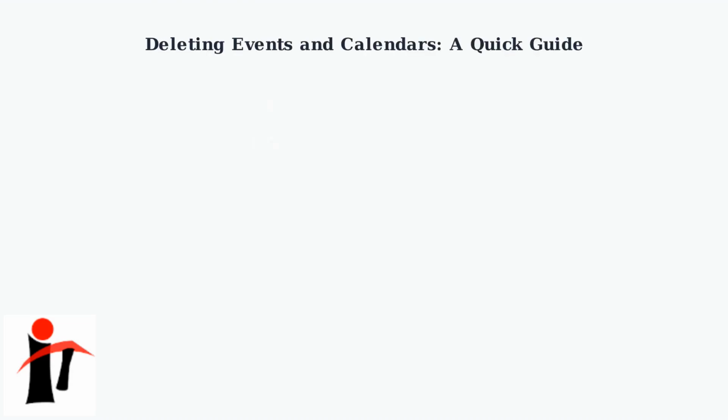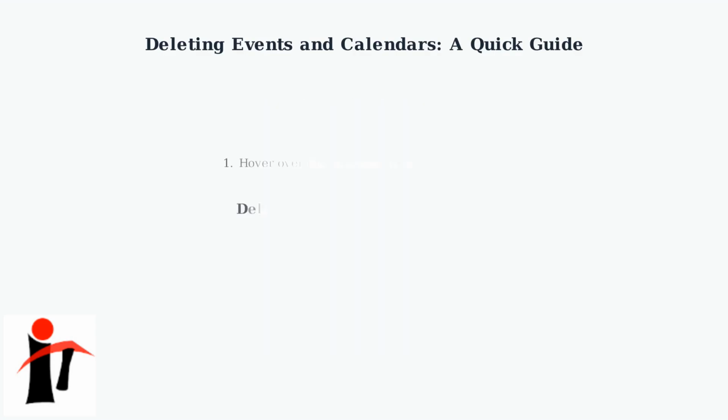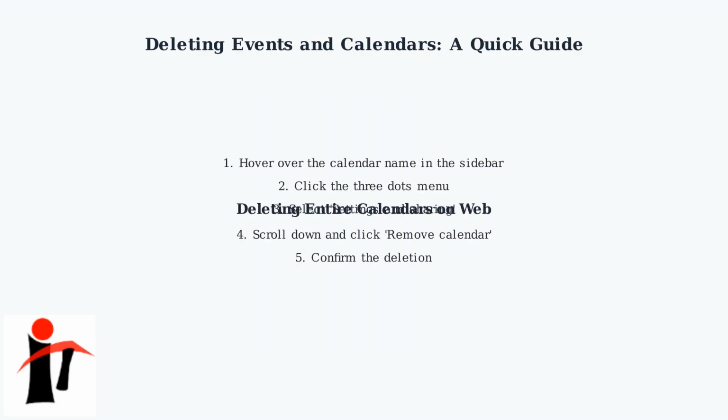Want to clean up your Google Calendar? It's easy to delete individual events or entire calendars. For a single event, just click on it and hit the trash icon. To delete a whole calendar on the web, hover over its name, click the three dots, go to Settings and Sharing, and then Remove Calendar.